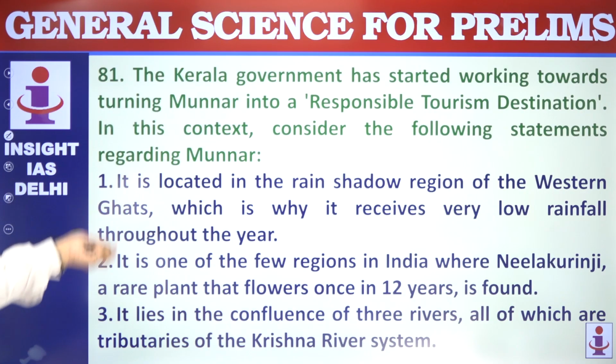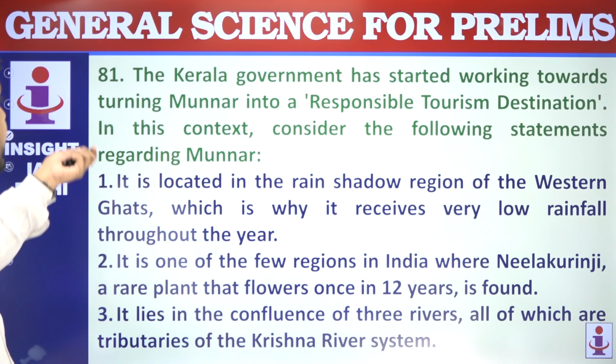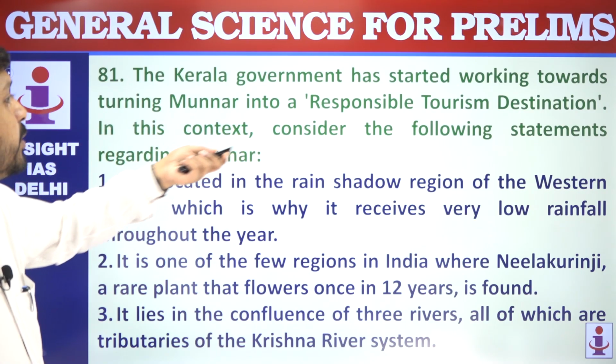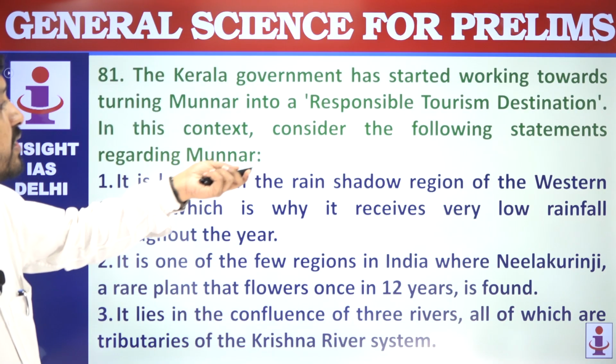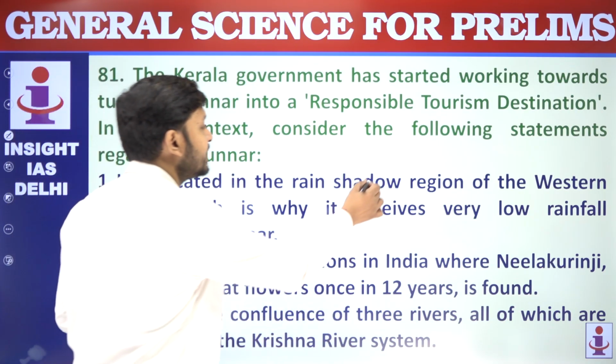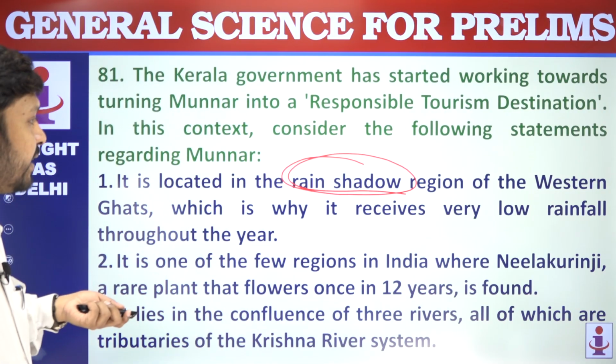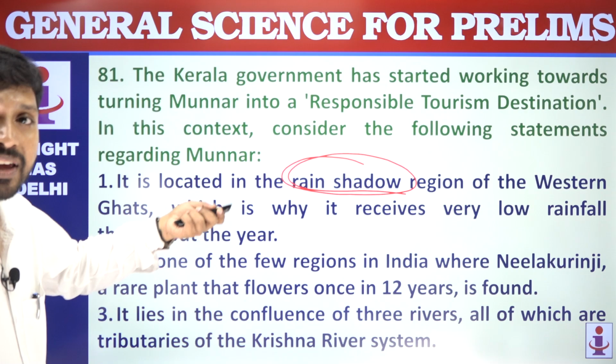So from here we'll start with the current affairs. Okay. So we can go a little bit fast. The Kerala government has started working towards turning Munnar into a responsible tourism destination. In this context, consider the following statements regarding Munnar. It is located in the rain shadow region. No, it is not located in the rain shadow region. It is on the windward side. Because of that it will get heavy rainfall.